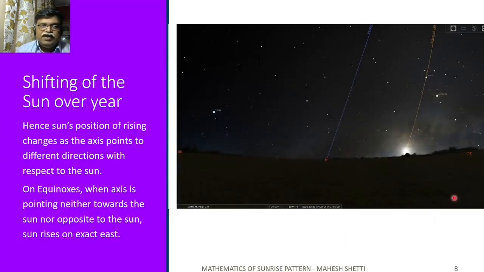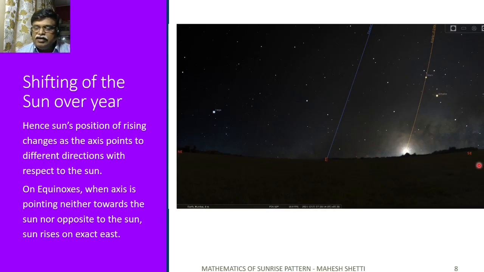Now, shifting of the sun over the year can be seen based on this. Here is the position of the sun on one particular day. This particular picture is taken from the Stellarium app, showing how the sun might look on 22nd December, and you can see the sun is far away from this equatorial plane. So, this angle is the declination angle, and it is largest, it is 23.5, and it is towards south.